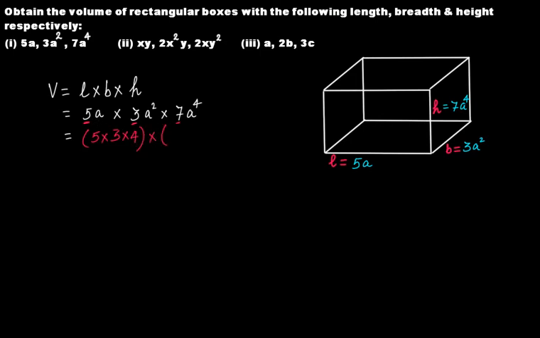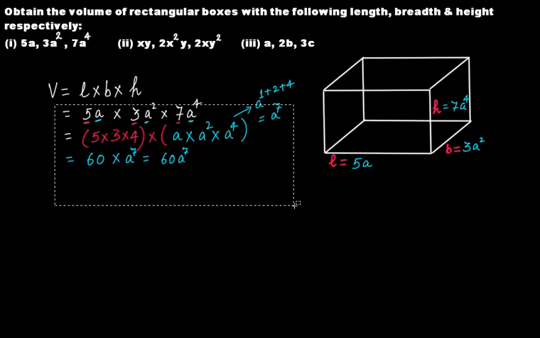Then this a here, this a squared here, and a raised to the power of 4, group them together and multiply. So this is 5 times 3 is 15, times 7 is 105... 5 times 3 is 15 times 4 is 60, multiplied by a multiplied by a squared multiplied by a raised to the power of 4. Now for a, 1 plus 2 plus 4, that is a raised to the power of 7. This can be written as 60a raised to the power of 7. Right? Let's take the next one.